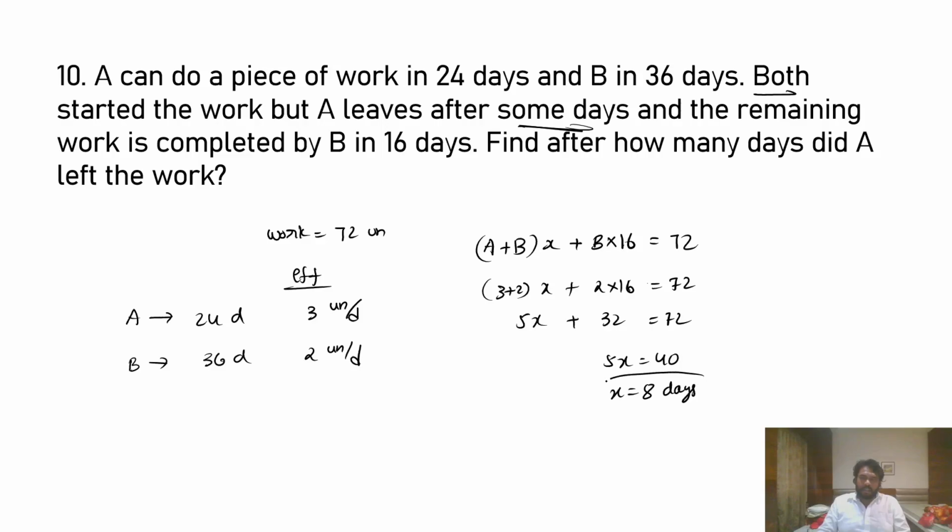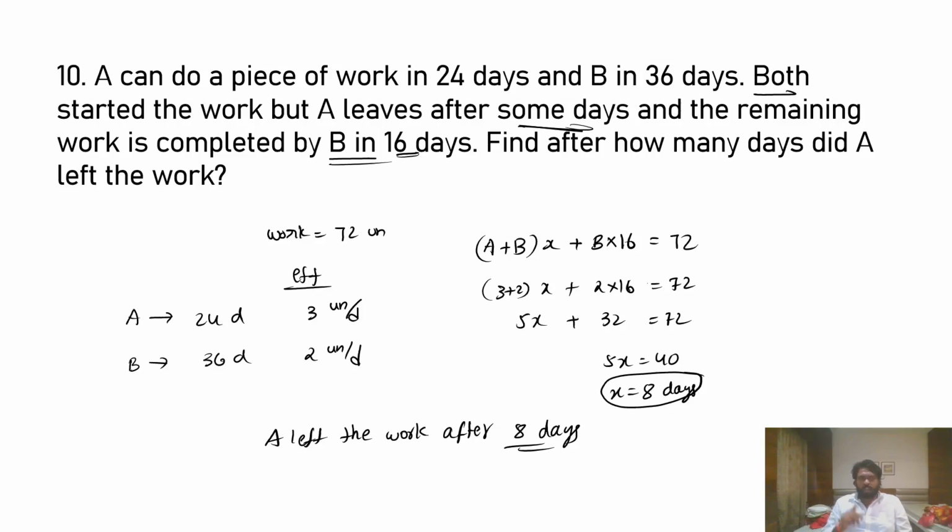That means A left the work after 8 days. That's how you can solve the problem, guys. It's not a pretty hard problem. Without doing this equation also you can solve. How? You got efficiencies of A and B as 3 and 2, and it is clearly mentioned B completes the remaining work in 16 days.